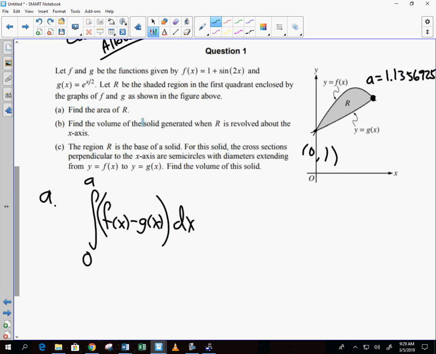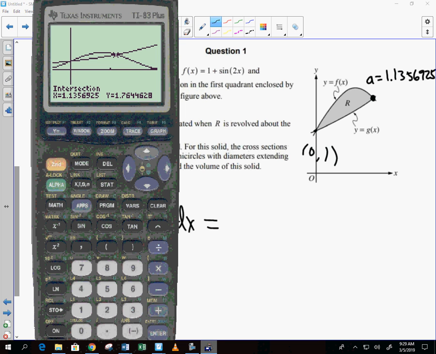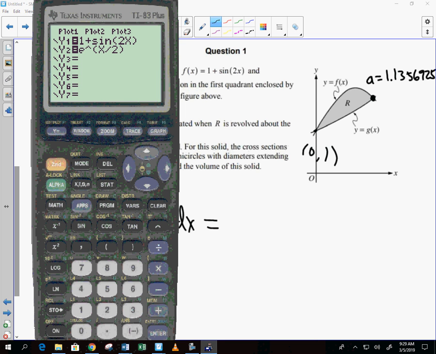Now I have to evaluate it. Do we know how to do that? Yeah. You don't have to do it by hand. You just use your calculator. Y equals. Hey, I don't want that function, do I? So let's take that function off. Let's take that function off. And let's put a new one here. What should I put? Or how about I do y1 minus y2?